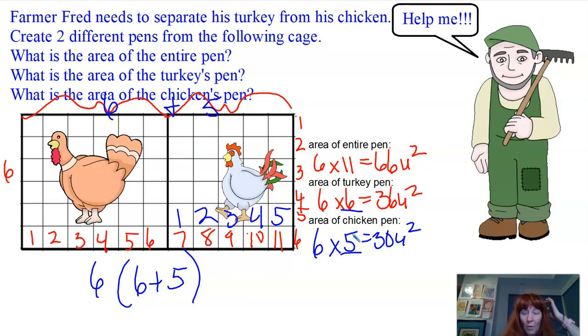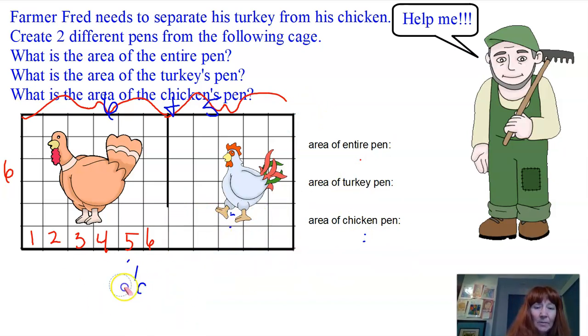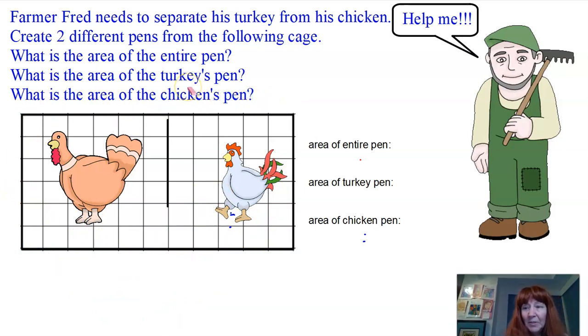Okay, so that's one way I could make the pens. Now I'm going to go ahead and erase this, and I'm going to try it a second way, just to show you that, oops, I shouldn't have erased that. I can create my pen with a bunch of different measurements.